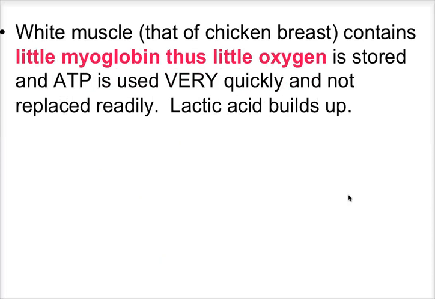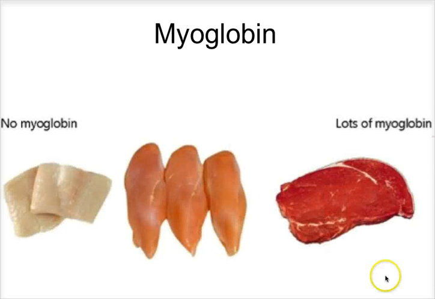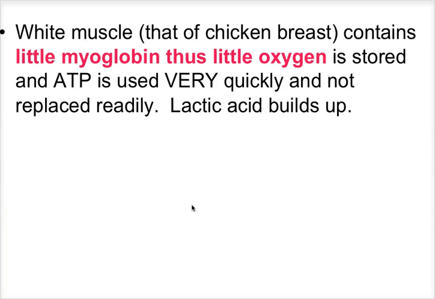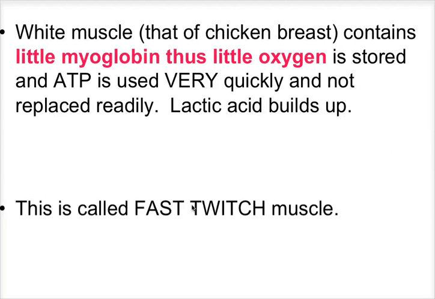Myoglobin is very important, and I asked 2 questions on this on your test. White muscle, that of a chicken breast, contains very little myoglobin. Thus, it has little oxygen. Little oxygen is stored and ATP is used very quickly and lactic acid builds up. What do you know about chickens? Chickens don't fly because they don't have much myoglobin in the chicken breast. They can't store a lot of oxygen. They're going to use the energy very quickly. So they can go up, fly, and then they kind of fall. Now, what do chickens do a lot all day? They walk around. So that's why their legs are called dark meat.